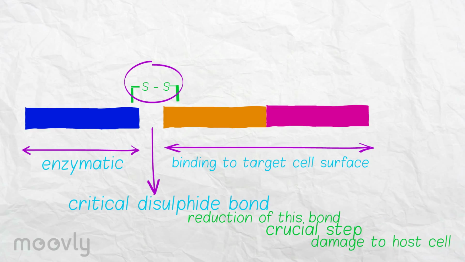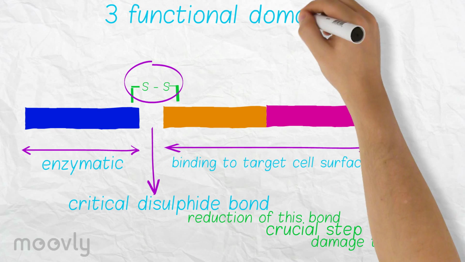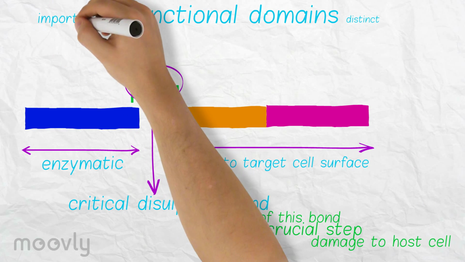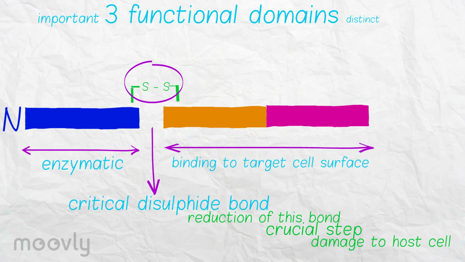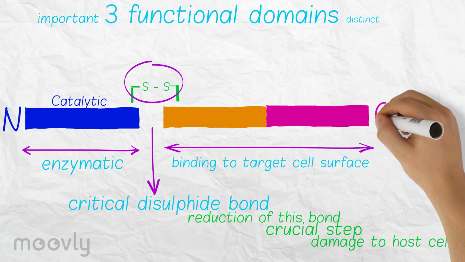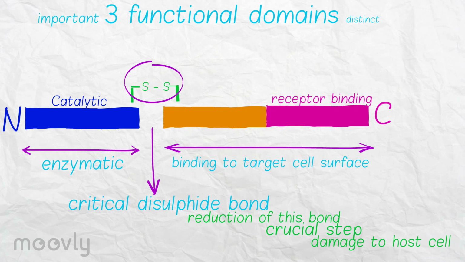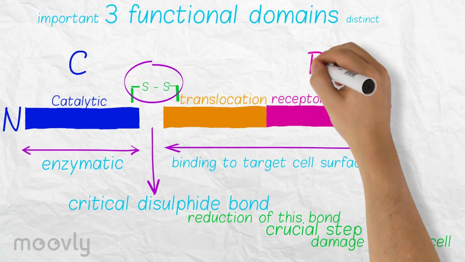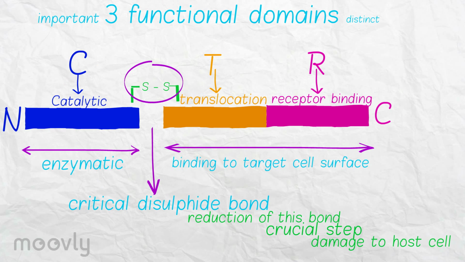As well as having two subunits, the toxin can be described as being composed of 3 functional domains, with distinct and important roles. It has an N-terminal catalytic domain, a C-terminal receptor binding domain, and a translocation domain in between, the precise role of which will become clear soon. The domains can be referred to as the C, R, and T domain respectively.